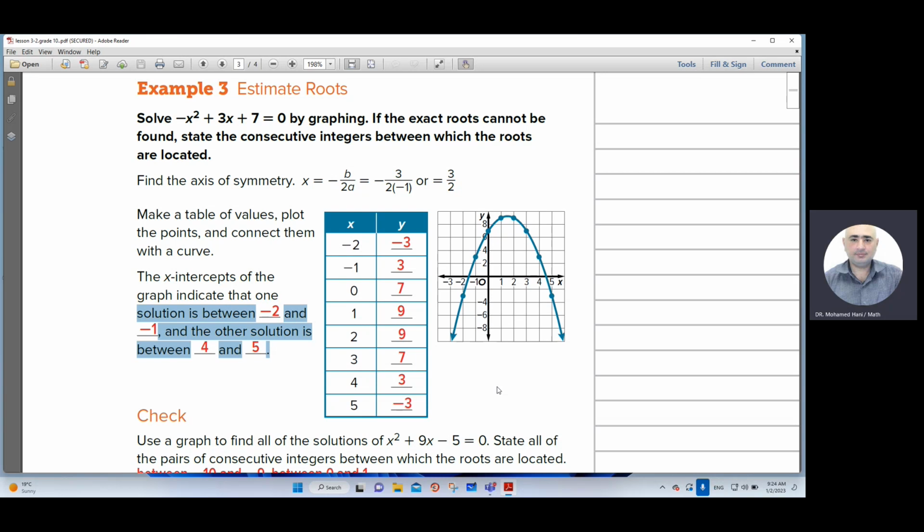If we don't have common points between the curve of the function and the x-axis, what is the solution in this case? Who can tell me? No solution, no real solution, okay?